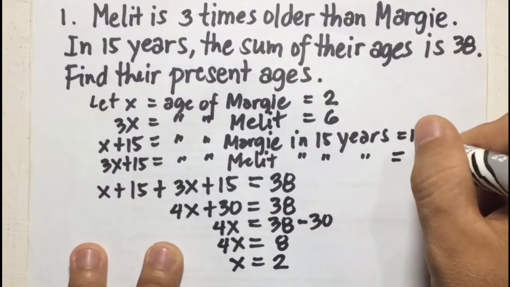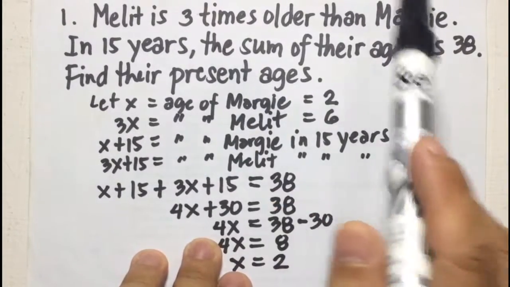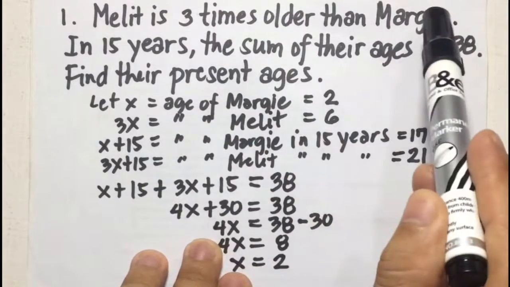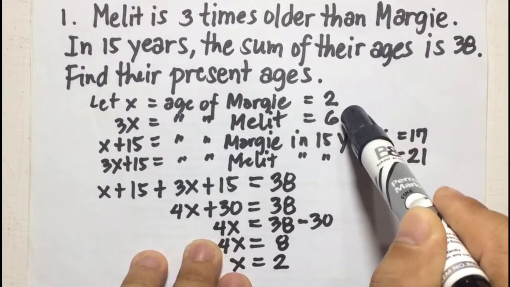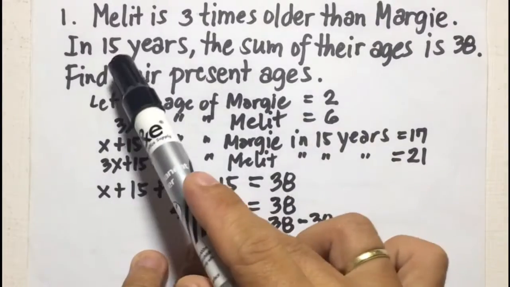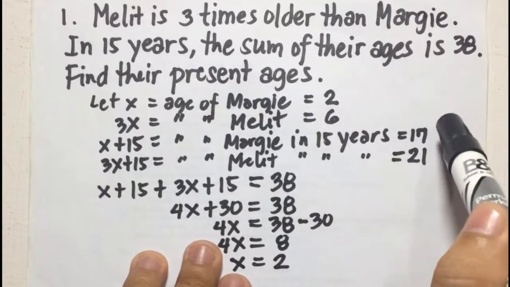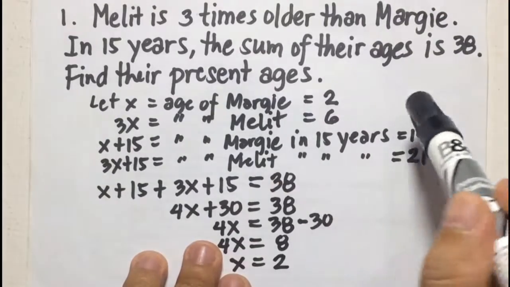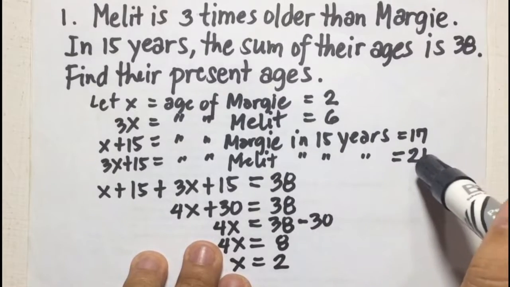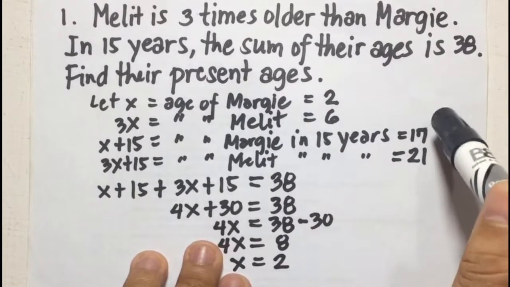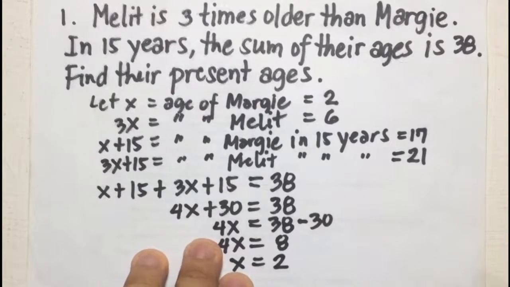That will be 21. To check if your answer is correct, go back to the problem. Millet is 3 times older than Margie. Margie is 2 and Millet here is 6. So 2 times 3 is 6, so correct. Then in 15 years, the sum of their ages is 38. Now, the age of Margie in 15 years is 17, and the age of Millet in 15 years is 21. So adding the 2, it will sum up to 38. So your answer is correct.